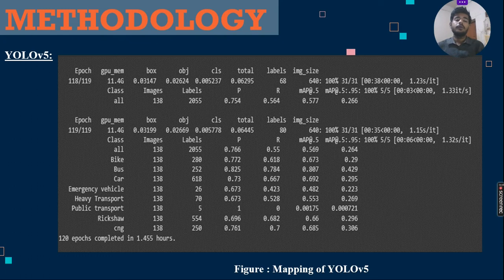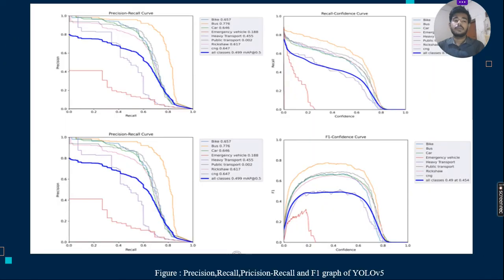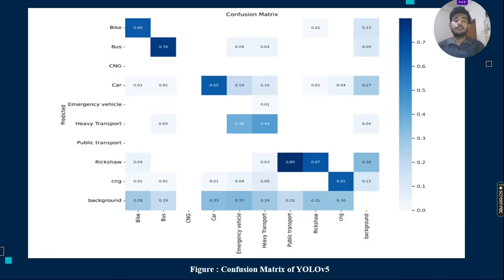Methodology: YOLO V5. In YOLO V5, we can see the overall accuracy is 76.6, that means 77%, and the overall recall is 55%. Here is the precision recall curve, here is the recall confidence curve, and here is the F1 confidence curve. This is the confusion matrix of my model.